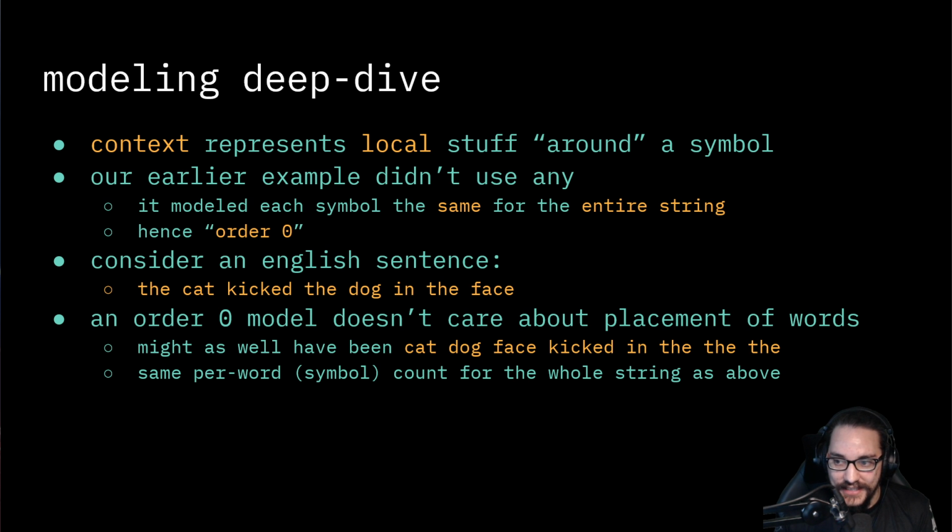And an order 0 model doesn't care about the placement of the words or the words in relation to each other. It only cares about, for example, how many times the word "the" occurs in this string, if we assume our symbols are words. And that's exactly the example we showed earlier.